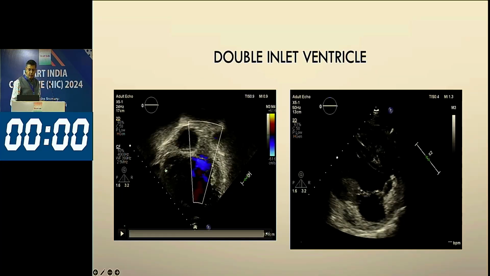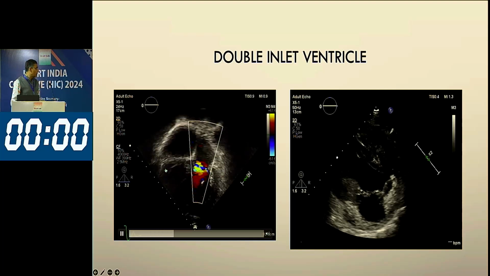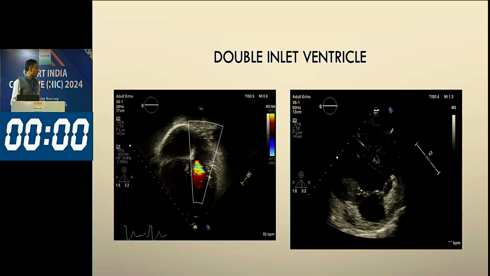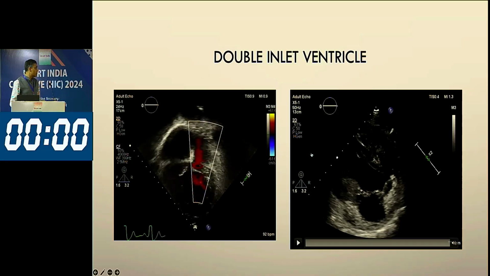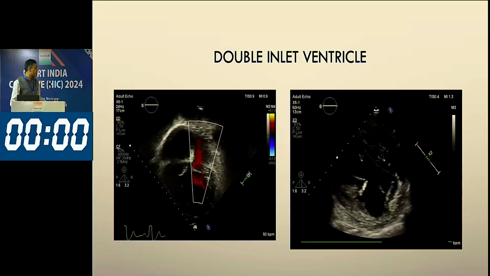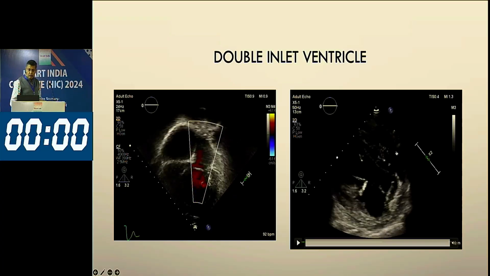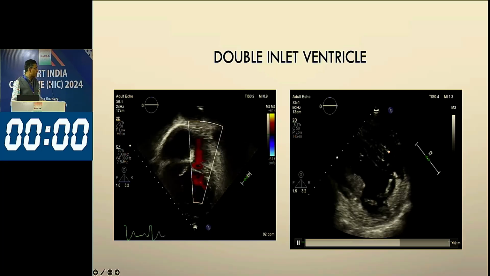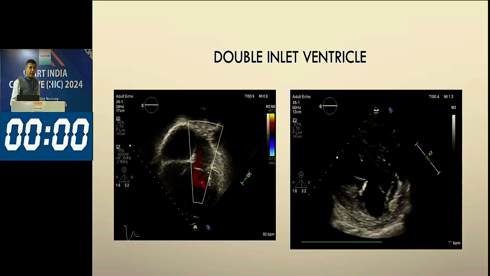Another double inlet ventricle here. The bigger chamber is a smooth-walled chamber, and the smaller chamber appears anteriorly. So we can say that this is a double inlet of the left ventricle, because the smaller chamber is anterior and it happens to be the right ventricle.